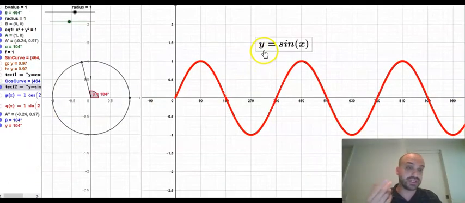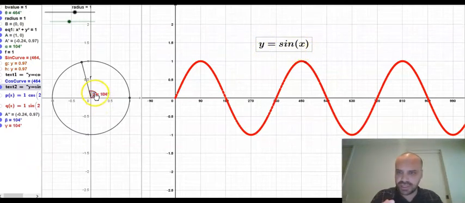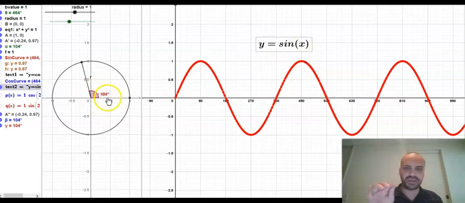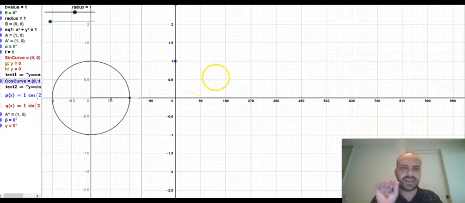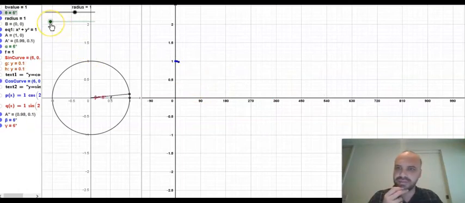Now, this graph is actually y equals sine x, where x represents the angle in our circle, and y represents the height of that dot right there. Now there is another trigonometric graph. It's constructed in a similar way. Let's move that angle again. Okay, now as I move that angle, what's happening there?